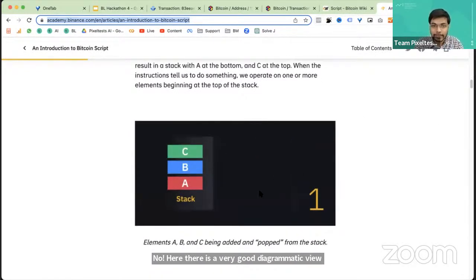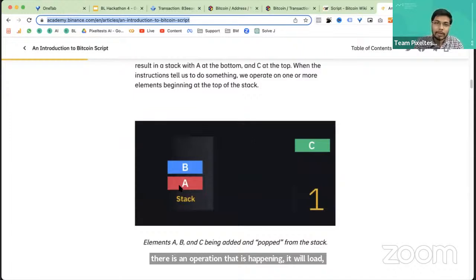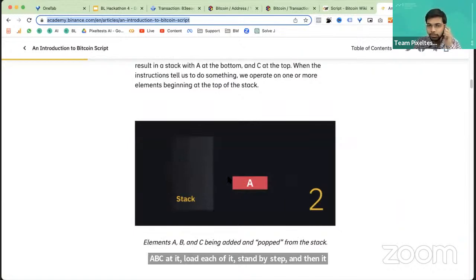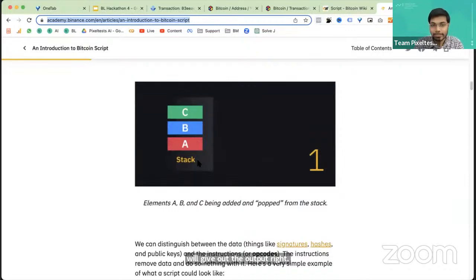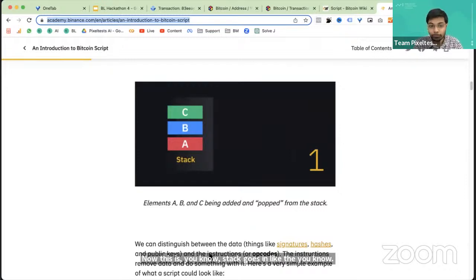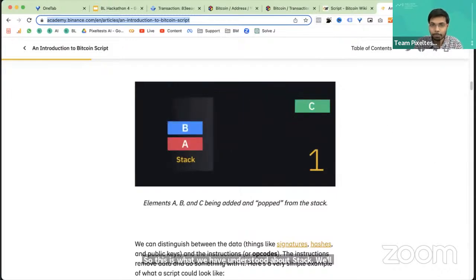Now what the stack does is, in the first step, whenever there is an operation happening, for example this operation ABC, it will load each item step by step, and then it will give out the output, right? If you have worked with programming languages like C, the stack works like this: everything is pushed onto the stack and popped out, right? So this is what we have understood about stack. We'll try to understand more in detail about the same, right?